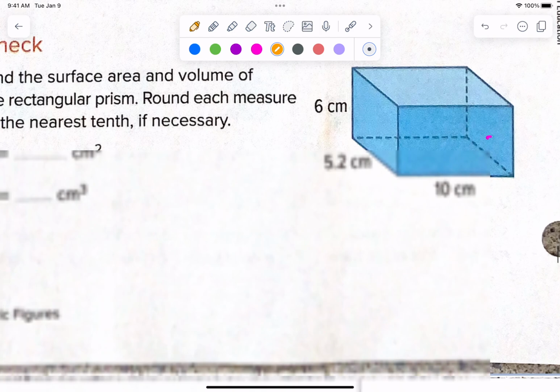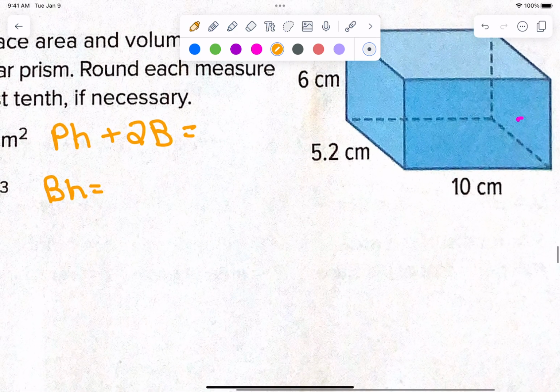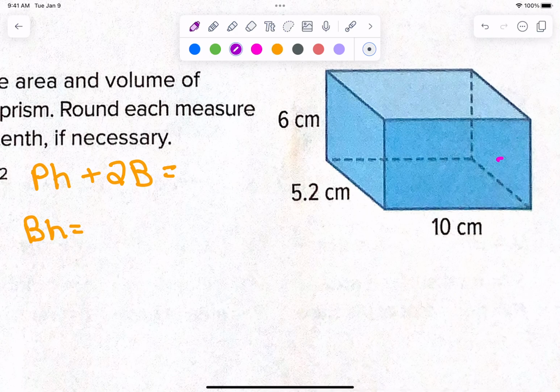We're going to do the check down below here. This is a what shape? A rectangular prism. Okay, so for the surface area of a rectangular prism, it is capital P times H plus 2 capital B, right? Volume is just capital B times H, right? Okay? Capital P is the perimeter of the base. How do you find the perimeter of the base?